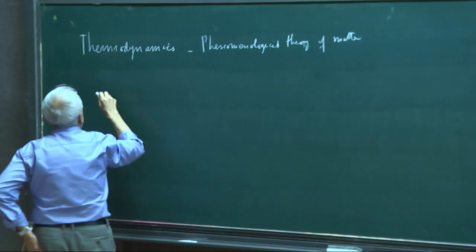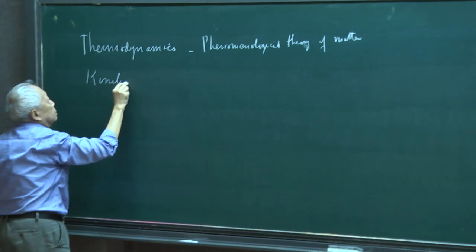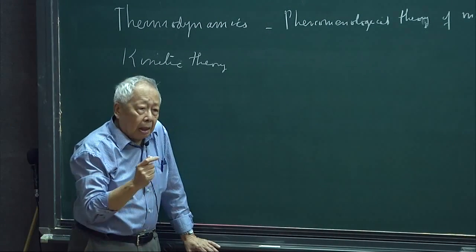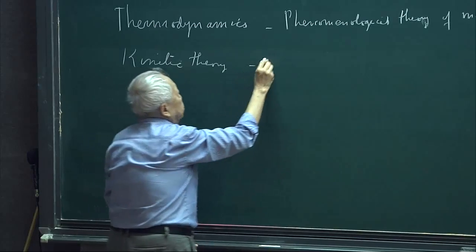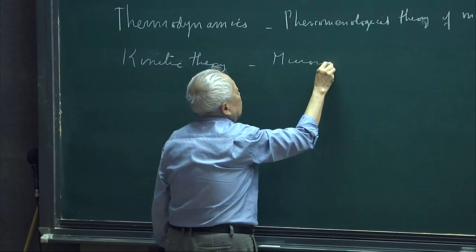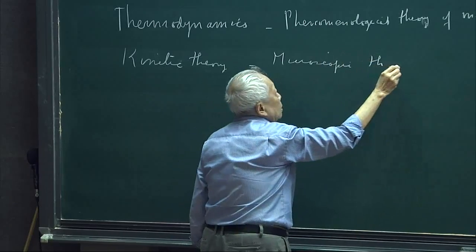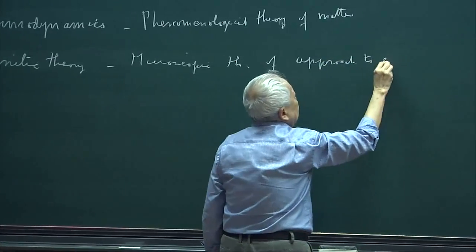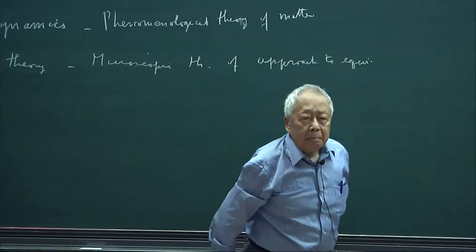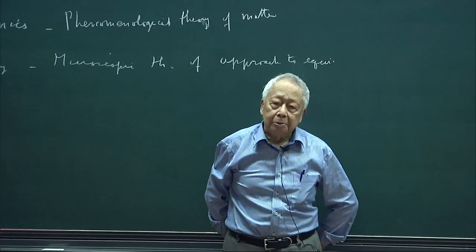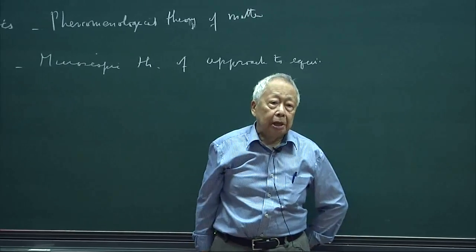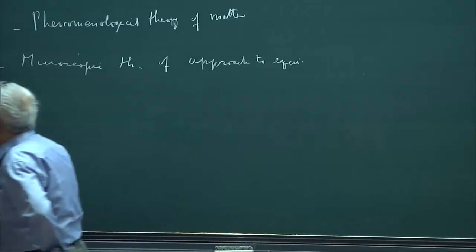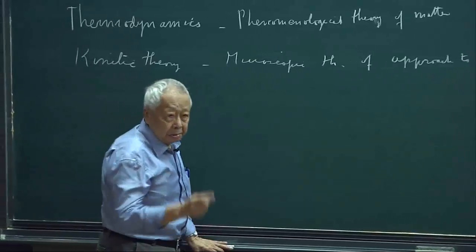And then another topic is kinetic theory. This theory is based on the property of atoms according to classical mechanics. So it's a microscopic theory of the approach to equilibrium. See, from experience, we know that if you leave a system of atoms alone, it will very quickly reach a steady state. That's called equilibrium. And the kinetic theory is a study of how the system approaches that state. And this is most successful in the theory of gases, which we'll talk about.